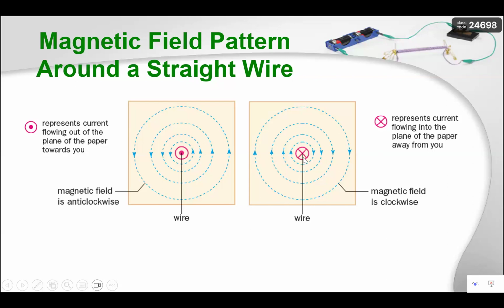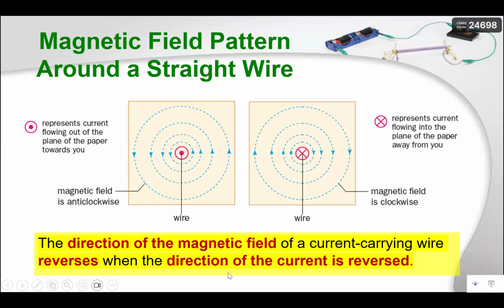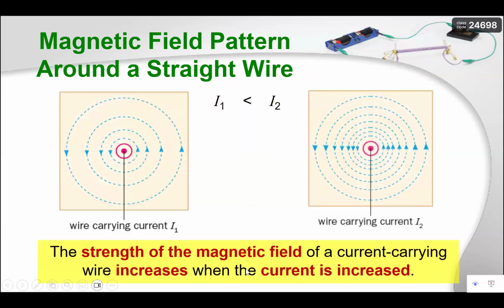I see the backside. If I point my thumb into my screen, I get that the magnetic field around it is in a clockwise direction. So you observe that the direction of the magnetic field reverses whenever the direction of the current reverses. Right hand grip rule is when there are only two things: when there's a current, there's a magnetic field. If I want to determine the current or the magnetic field, I use my right hand grip rule.